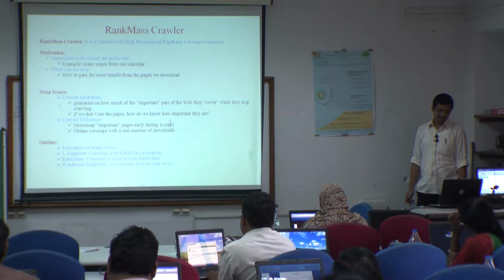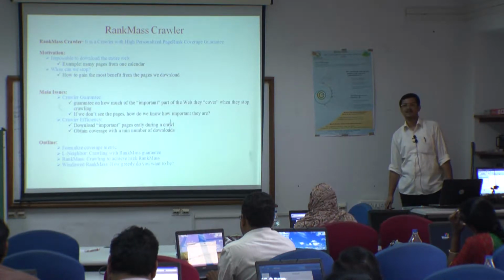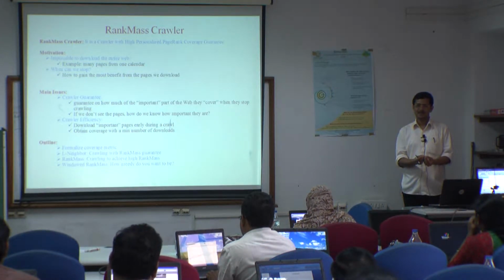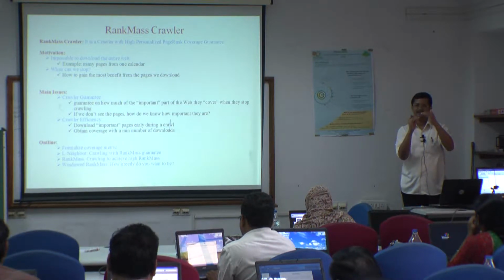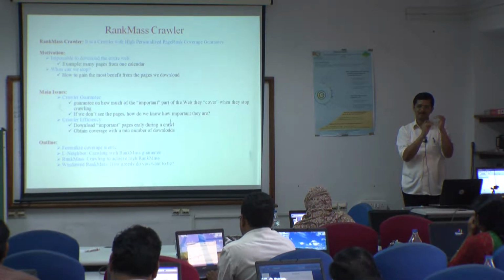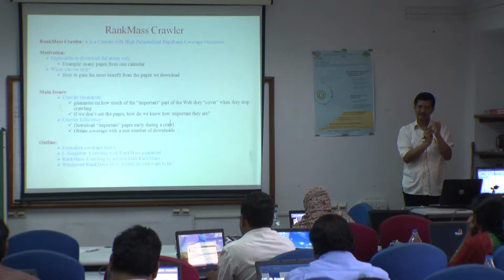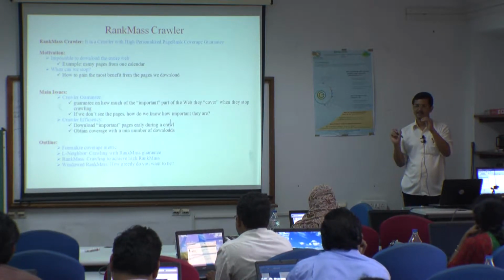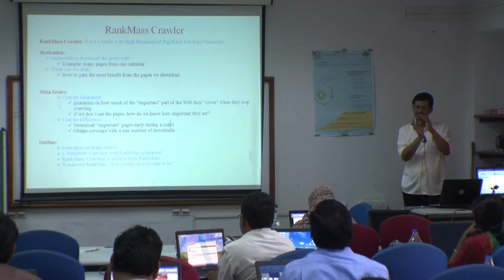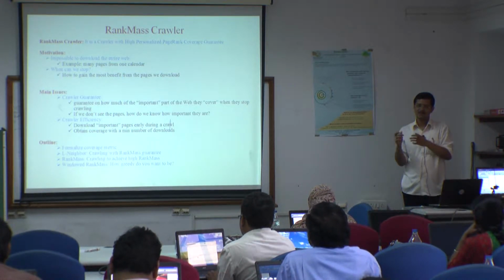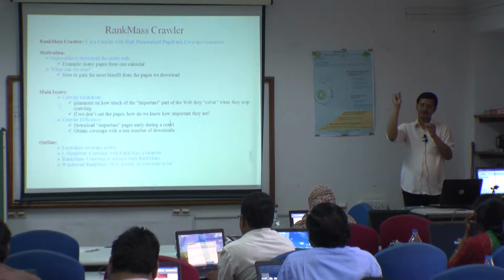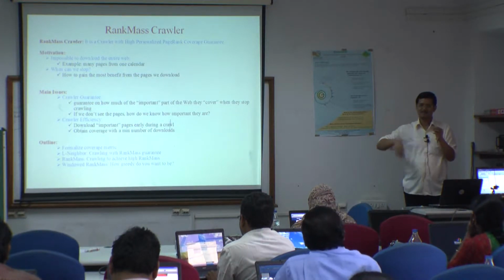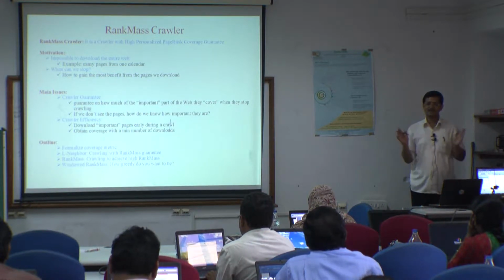Now the next part is the rank mass crawler. A simple crawler is very simple. Just give it one web page. Your crawler will identify whether that web page exists in your index repository or not. If it does not exist, then the crawler will separate all other URLs present in that page and store those URLs in a list or a queue. Then it picks one URL from that queue, searches again on the net, and continues the same process. This is the simplest crawler.